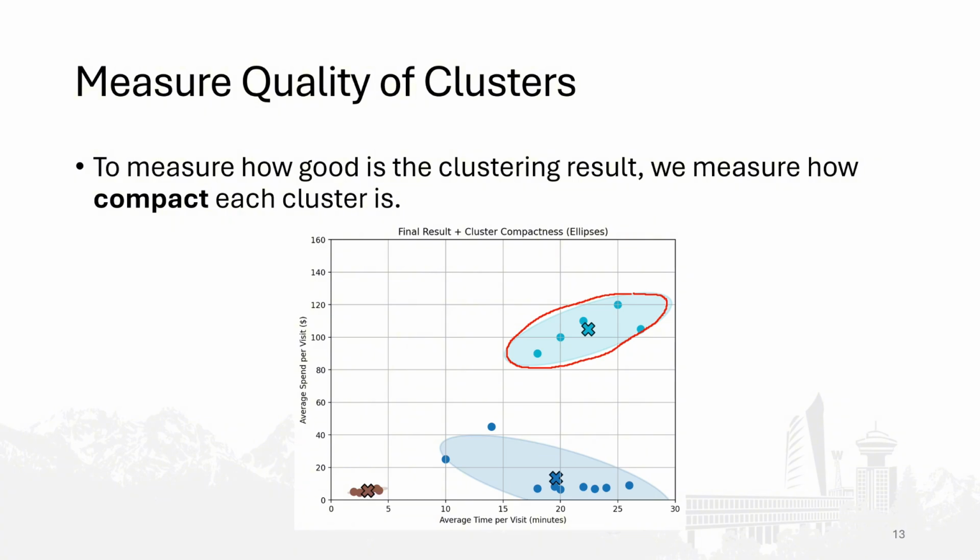So we can see we have this first cluster close to the centroid, and also this blue one close to the centroid, and this brown one close to the centroid. Okay, so we can see the brown cluster is more compact than the other two clusters.